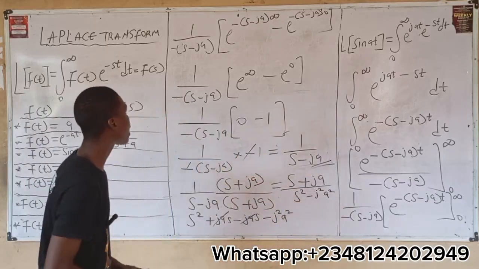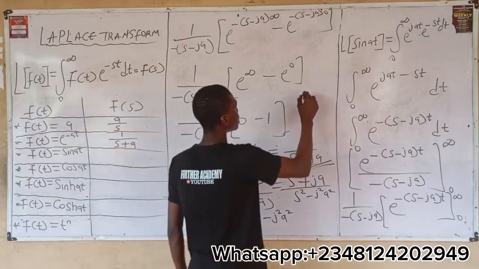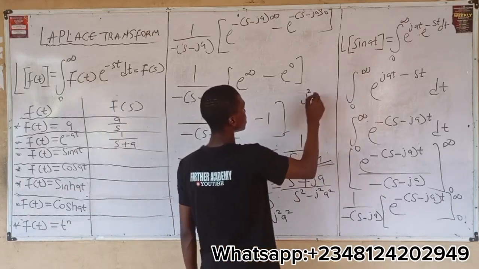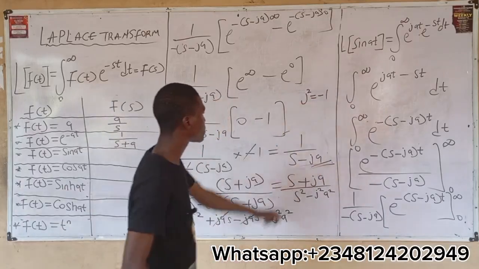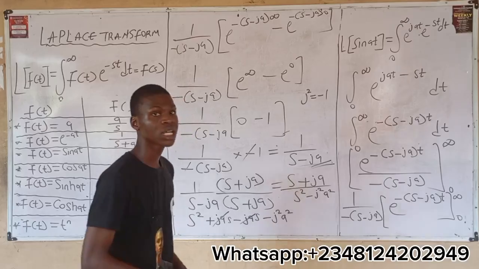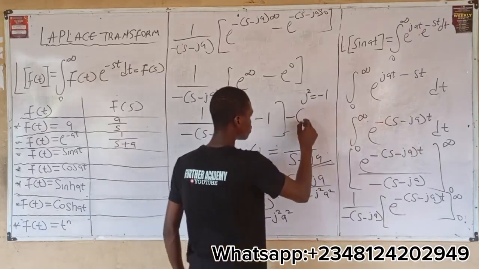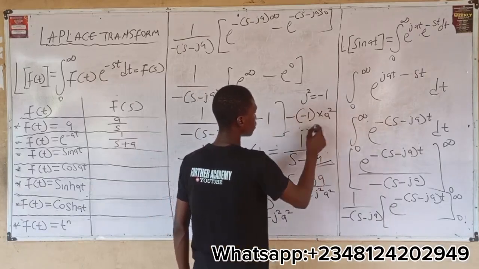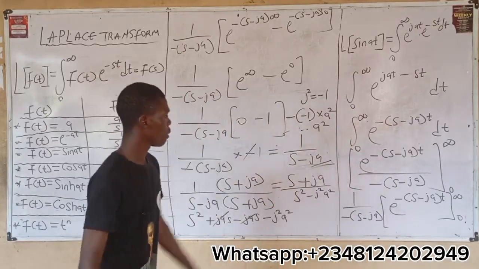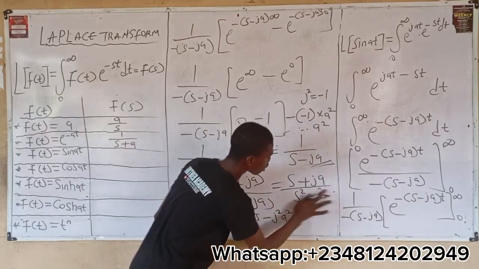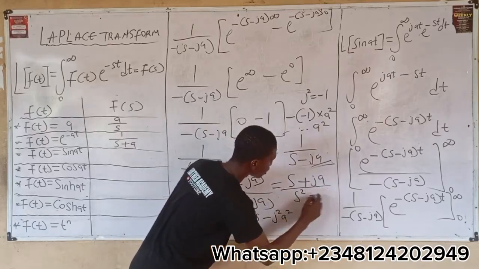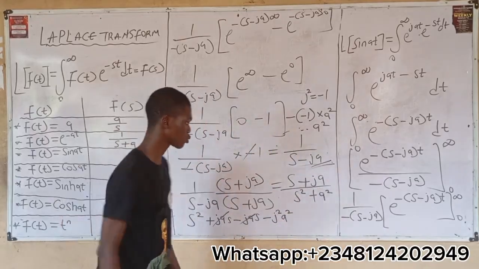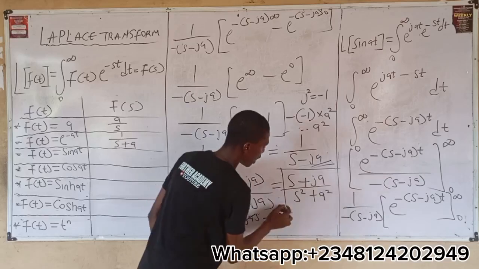Recall, from complex number, j square is equal to negative 1. Substituting j square here, it becomes negative all into bracket negative 1 multiplied by a square. Therefore, you have a square. Meaning, this denominator becomes positive a square. So I've gotten this.